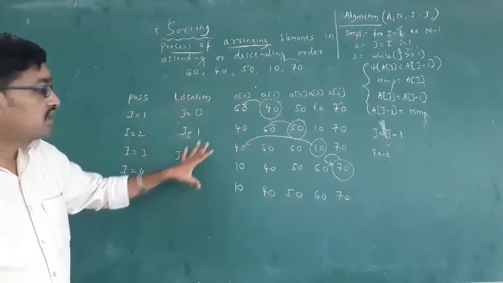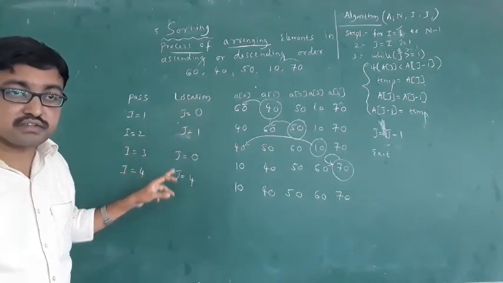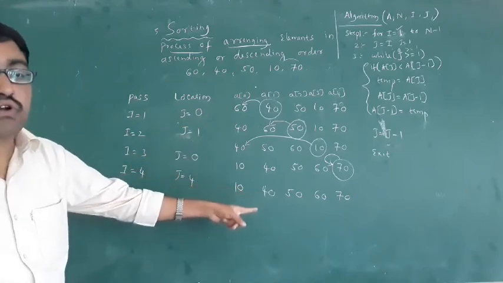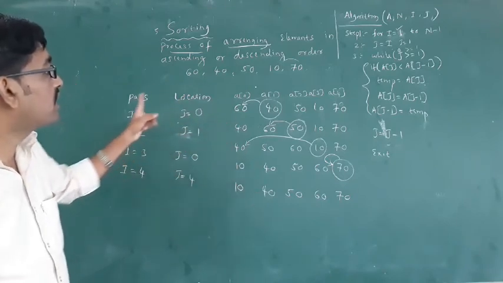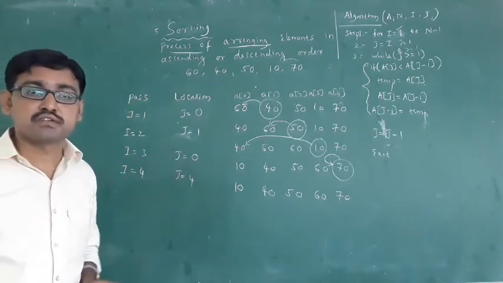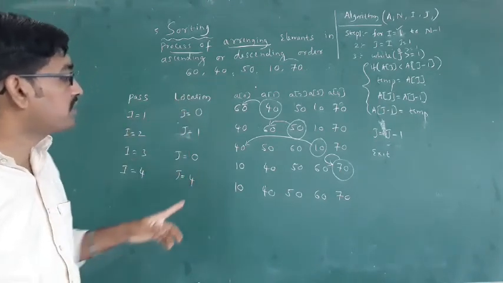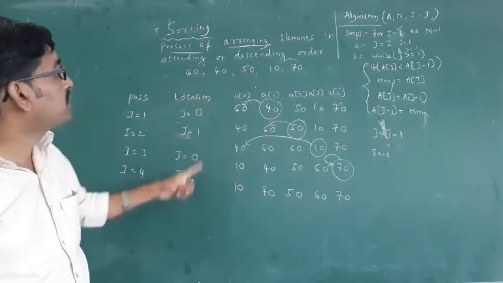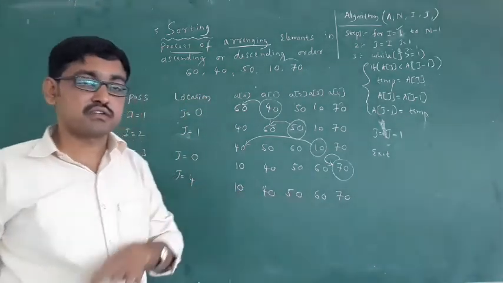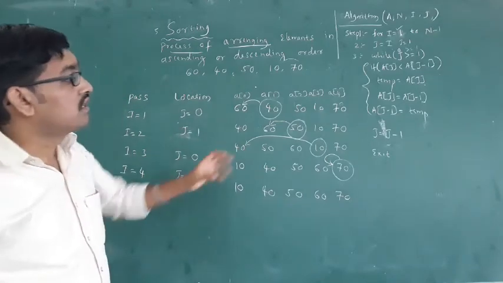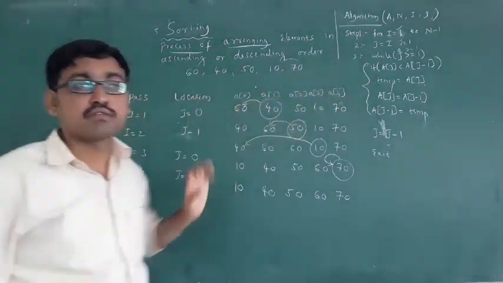If you are getting this answer, it means it is sorted. This is how to sort the elements. You have to remember how to sort the elements. Sorting is a technique of arranging the elements in ascending order. This is called sorting. This is the algorithm for sorting.